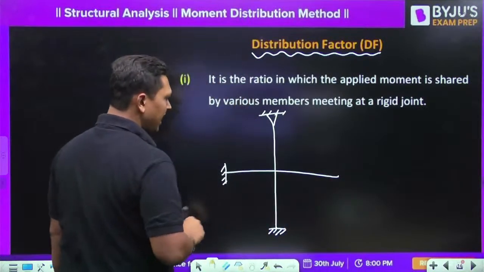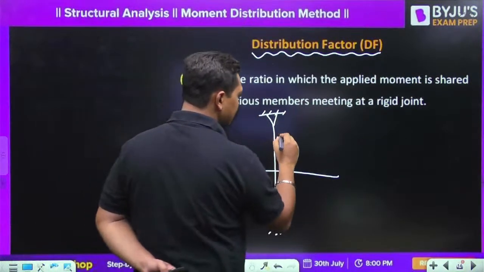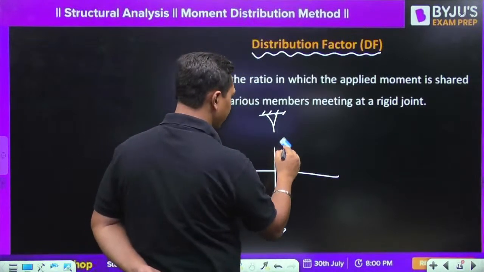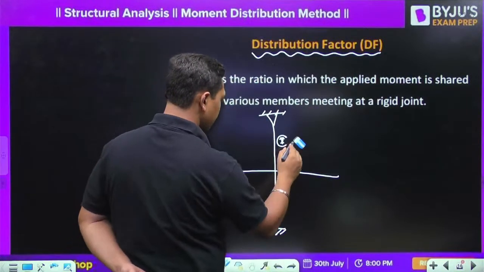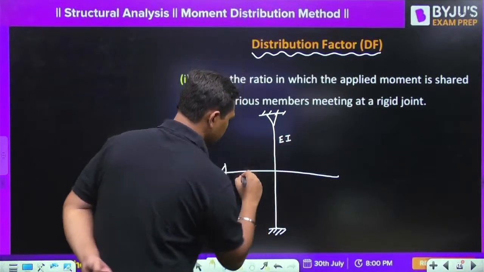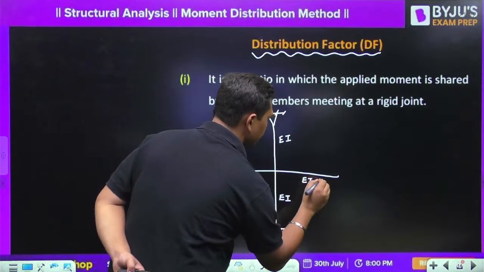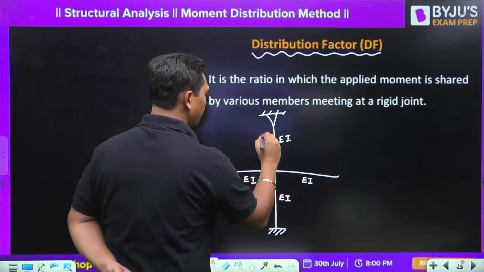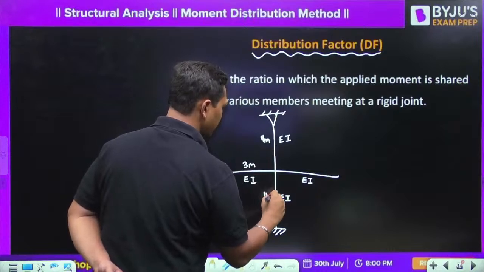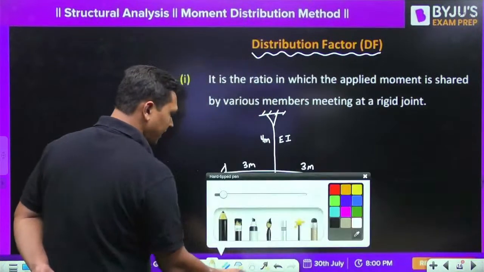And this is free. And suppose, let us say you know the various values of the rigid joint. Let us say if this is I, all the members are of the same stiffness, EI is same. This is also EI, this is also EI, and this is also EI, this is also EI, okay, and this is 4 meter, this is 3 meter, this is also, let us say, 4 meter, okay, and this is again 3 meter. Now suppose a moment M is applied over here.